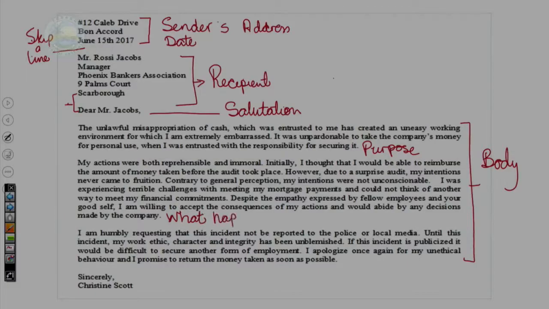We said it's not enough just to say you're sorry. You need to explain, articulate what happened, what it is you're apologizing for. When this has been done, the writer then asks for forgiveness. So there's a request for forgiveness.